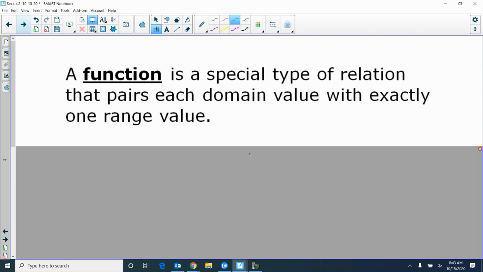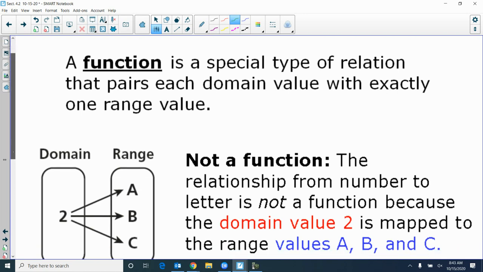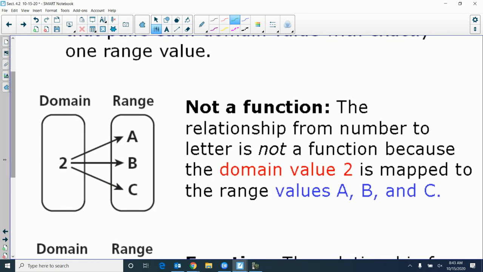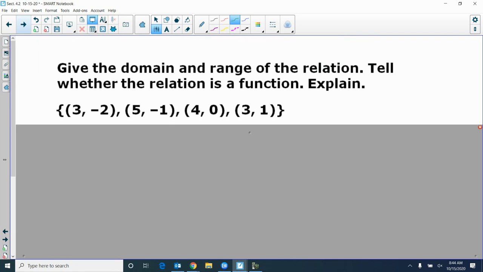So if you take a look at those pictures, this is not a function because 2 goes to different things. Okay? It's okay for different numbers to go to the same one. So A can go to 2, B can go to 2, C can go, as long as A doesn't go to 2 things, as long as B doesn't go to 2 things, as long as C doesn't go to 2 things. So that's the difference. Now these are really simple cases. We got to take a look at some others that aren't quite as simple. All right. Now flip it over.